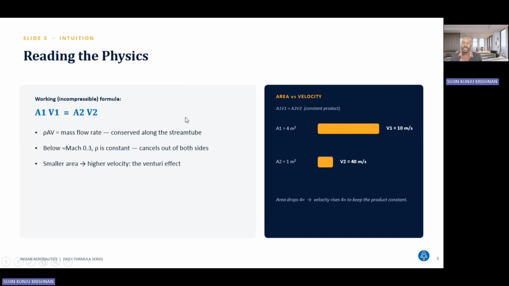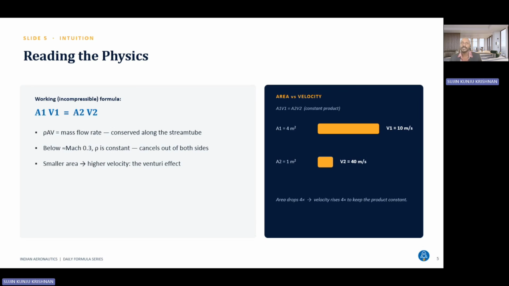The quantity rho AV is actually the mass flow rate. How many kilograms of fluid pass through that cross section every second? So continuity just says whatever the mass flow rate is at the inlet, it has to be exactly the same at every other point downstream, as long as the flow is steady.